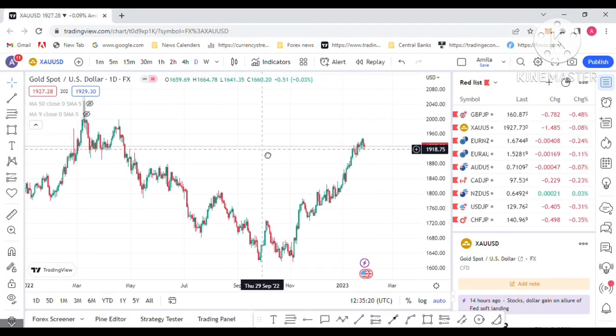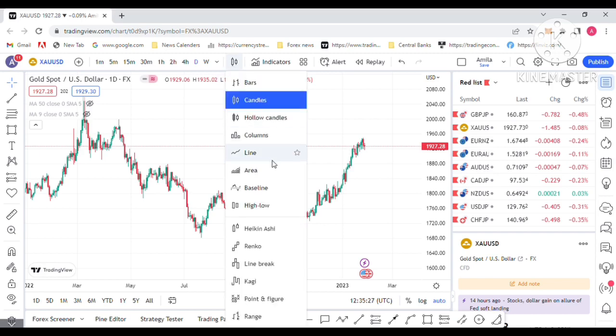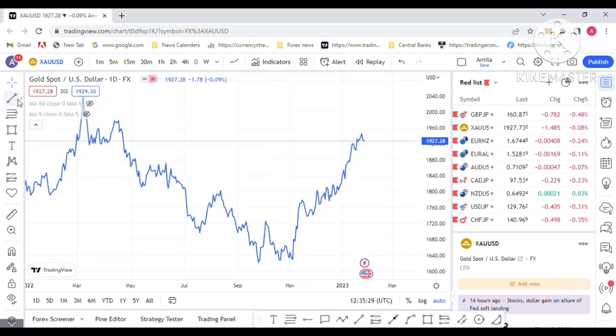Today I am also going to analyze my weekly forecast for gold. Okay, now I am in the daily chart of gold. Now I have moved to the line chart. So now you can see the left side.